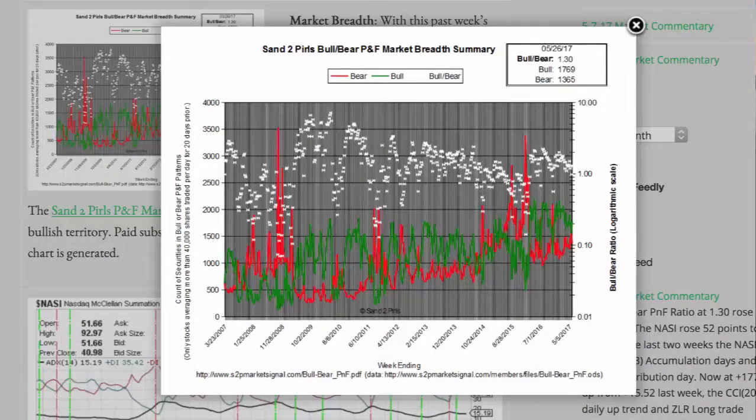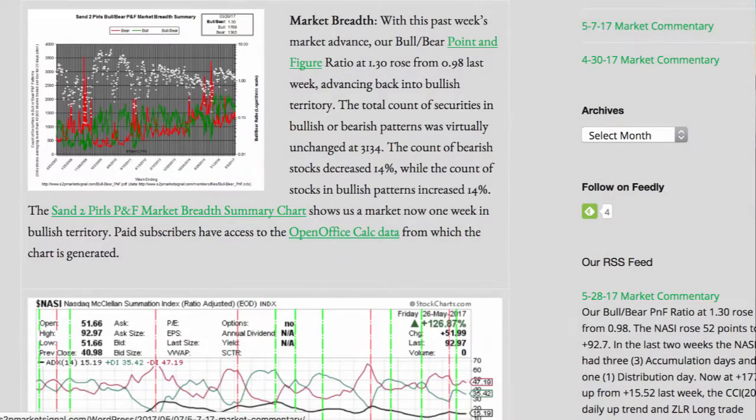2017. Market breadth. With this past week's market advance, our bull-bear point and figure ratio at 1.30 rose from 0.98 last week, advancing back into bullish territory. The total count of securities in bullish or bearish patterns was virtually unchanged at 3,134. The count of bearish stocks decreased 14%, while the count of stocks in bullish patterns increased 14%. The Pirls P&F Market Breadth Summary Chart shows us a market now 1 week in bullish territory.